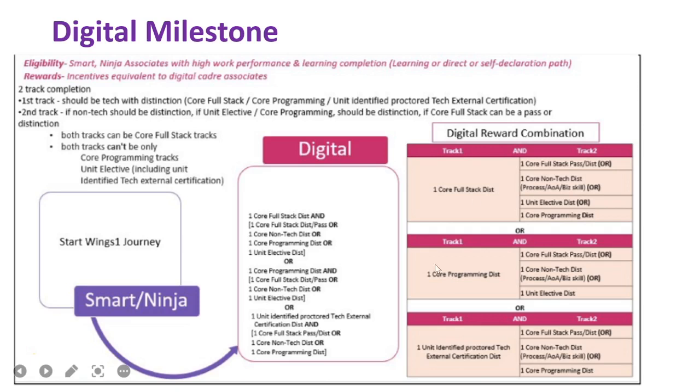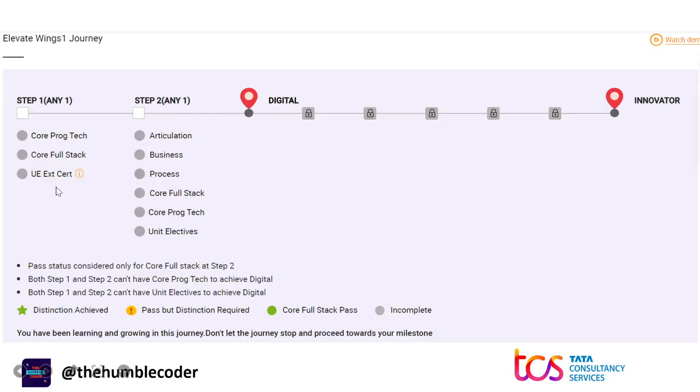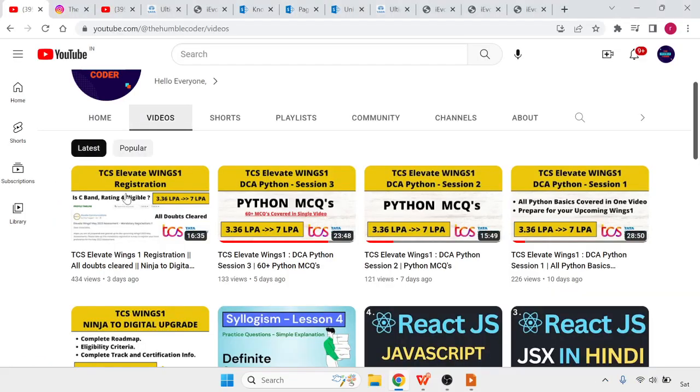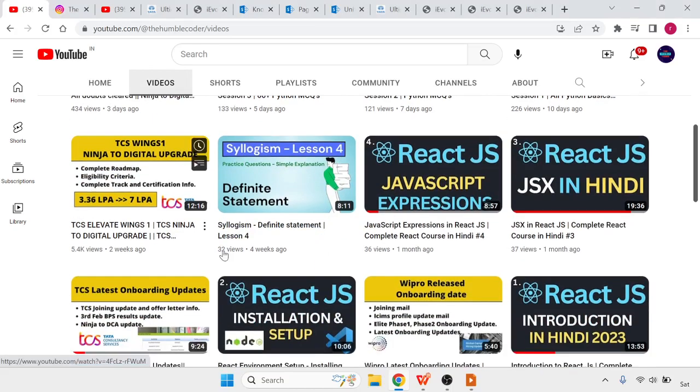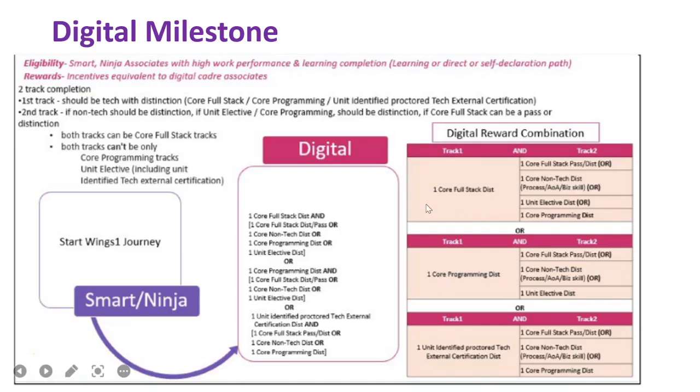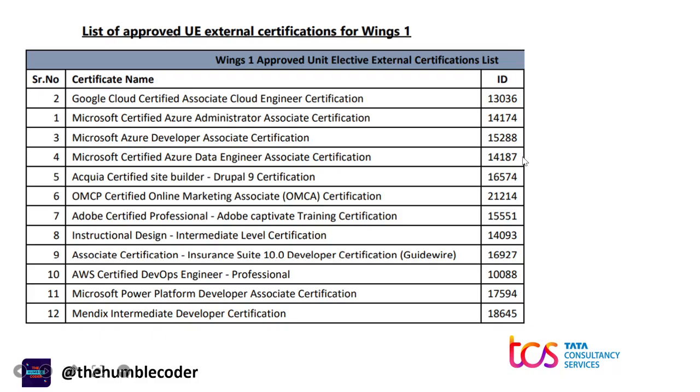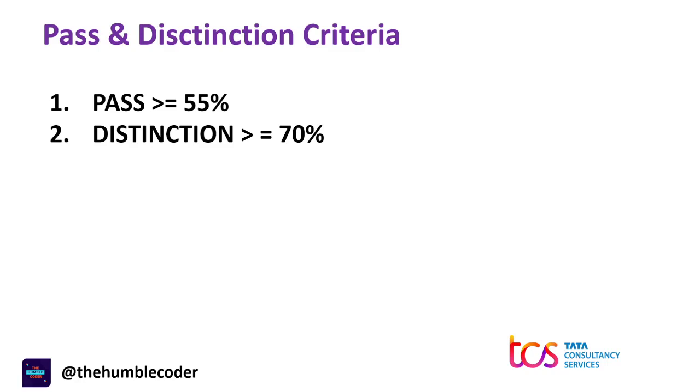Let's move ahead and see the digital milestone. This is the digital milestone track chart, showing which tracks you can appear for along with it. I am not going to explain this in detail, because I have already explained the same thing just now. In case you want a deeper understanding of this chart, you can check this video on my channel. I have explained in detail which certifications and which courses or tracks you can take up and what all of this means. I have already shown you these Wings 1 certification IDs, so you can select as per your feasibility.